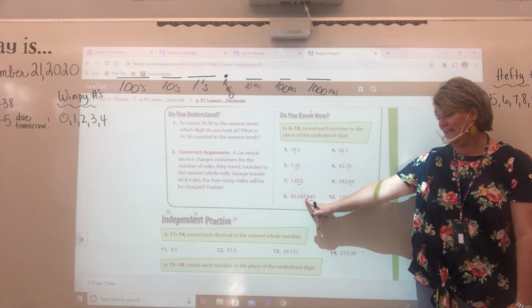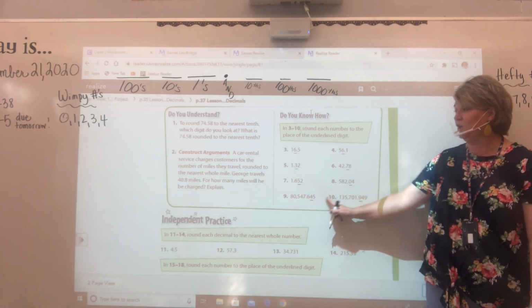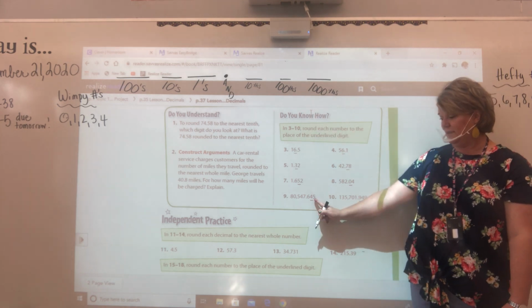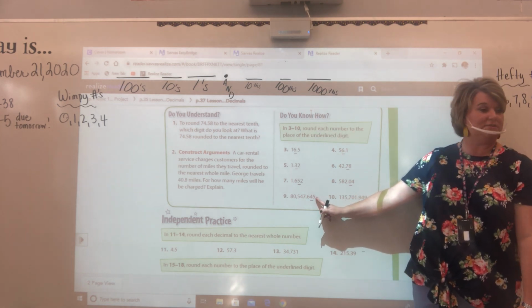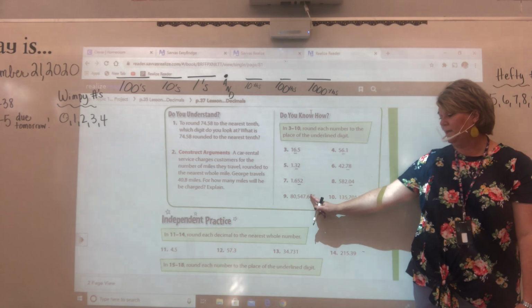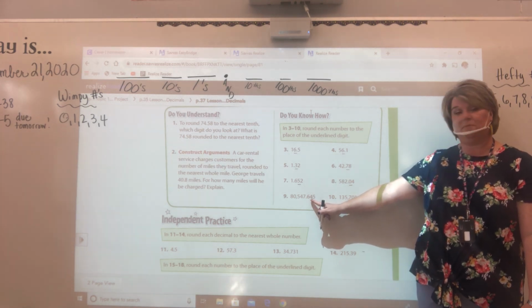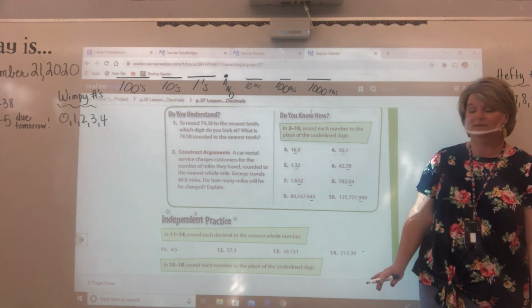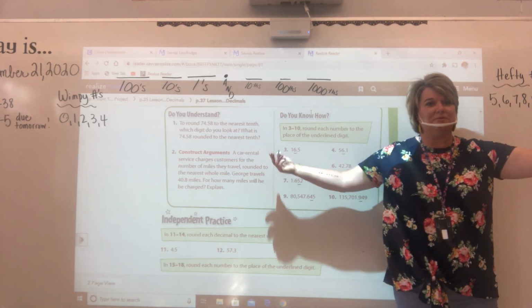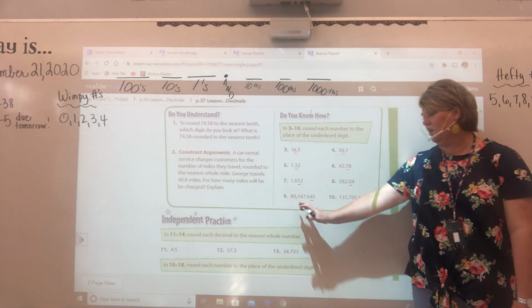80,547 and 645 thousandths. Why did it land in the thousandths? Because there's 3 places to the right of the decimal, okay? But we're really dealing with this 4. So Colin, does this 5 have enough power to push that 4 over? Yes. It sure does. So what do I do with all these other numbers? Same. They all stay the same.